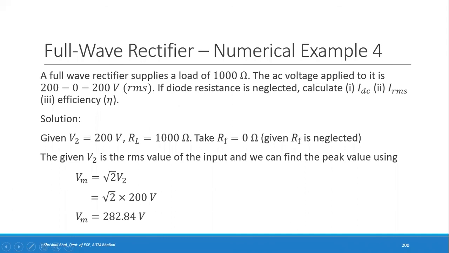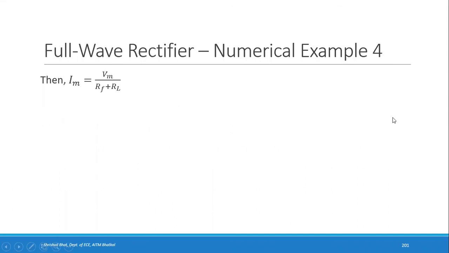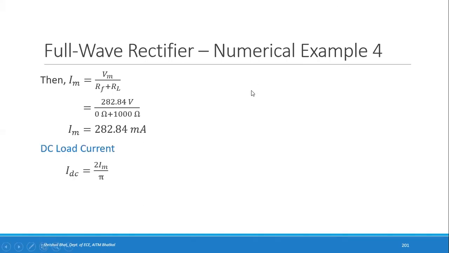Now find IDC and IRMS. To find IDC and IRMS, you will need IM. IM is Vm divided by RF plus RL. You can also write it as Vm divided by RL here because RF is 0. Or you can use the same formula and put RF is 0 and find IM. What is IM? 282.84 divided by 1000 will give you 282.84 milliamps, right? Yes, 282.84 milliamps.